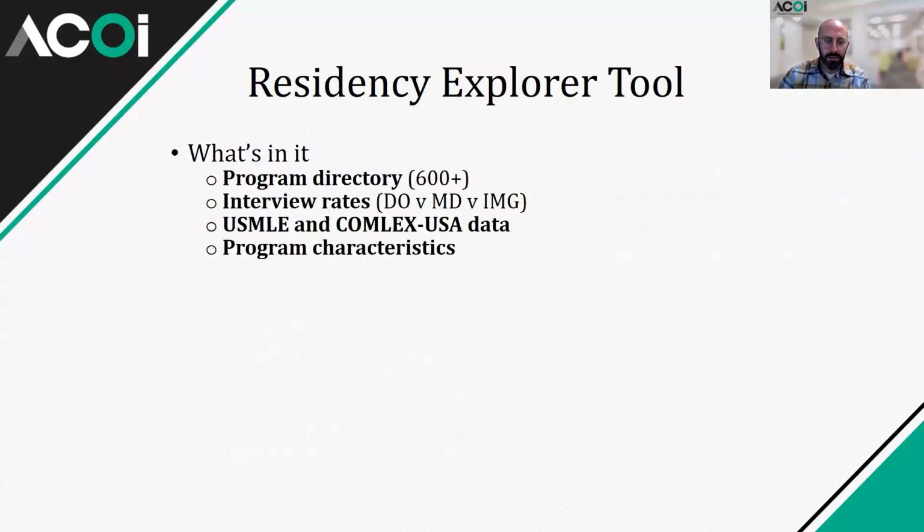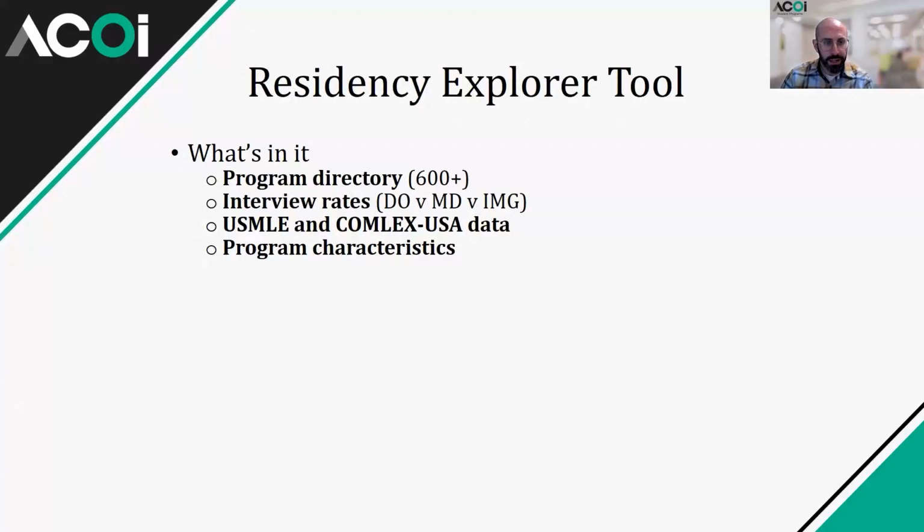So what's in it? It is ultimately a program directory. And so we'll talk a little bit about filters later, but hopefully you're all using the internal medicine filter, and that actually narrows it down to 600 or more programs, which is a lot. And so there's a lot to sift through, and we'll go through, again, competitiveness in places that you might want to go and maybe try to narrow that down a little bit more for you.